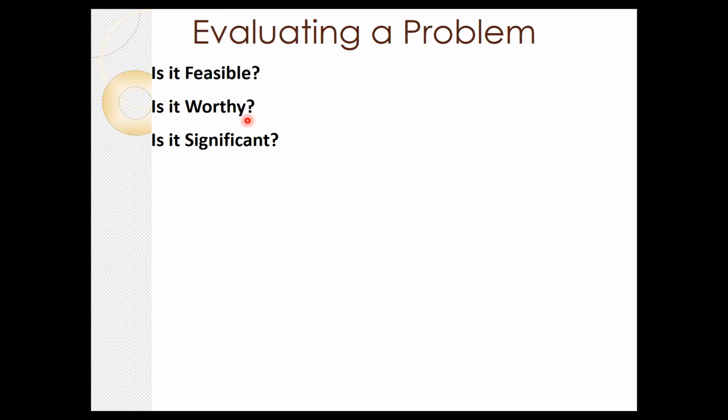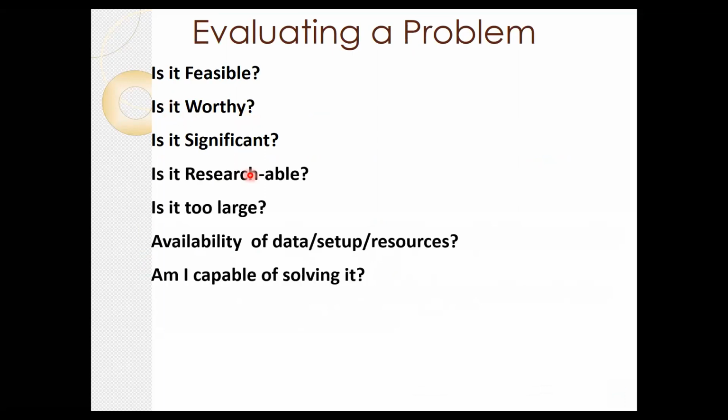When we evaluate a problem, remember: is it feasible, worthy, significant, researchable? Is it too large? This is important because your time is important. Like in 1 year, how much can you do, writing and thinking and so on. Consider the availability of data, setup, and resources. If you do not have high computing facilities like multiple GPUs, then definitely you cannot go for deep learning big models on large datasets. So you need to focus on other domains like computer vision or image processing. You have a large dataset. But if you move away from large datasets in the image domain, you can go to skeleton points.